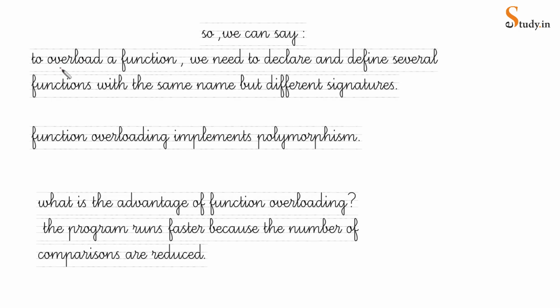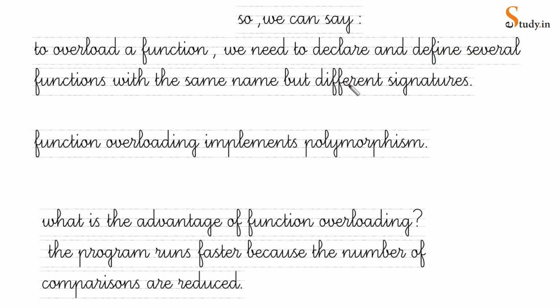So we can say that to overload a function, we need to declare and define several functions with the same name but different signatures. And also remember that function overloading implements polymorphism. Okay, which OOPS principle is implemented by function overloading? It is polymorphism. Now, what is the advantage of function overloading?